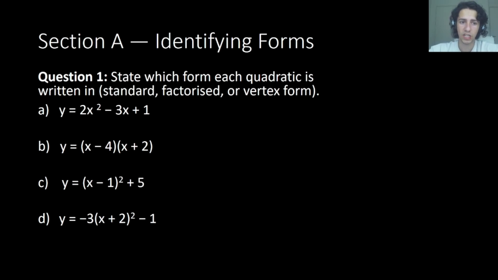The first one can mirror up to that ABC form, making it standard form. Second one, we see two polynomials multiplied by each other, which makes this the factorized form. C, we have a polynomial squared plus another number. This means it is the vertex form. And similarly, we see the same thing with D, which also makes it the vertex form. Now let's move on.